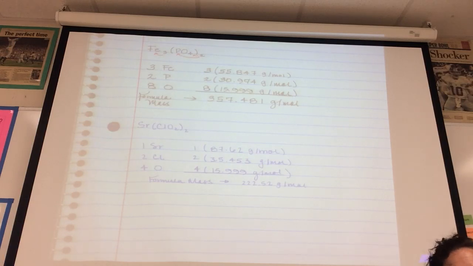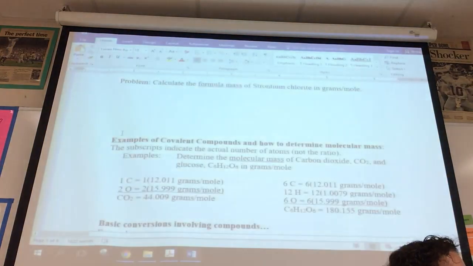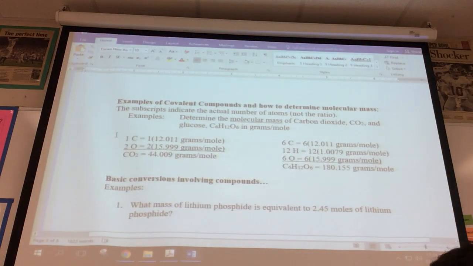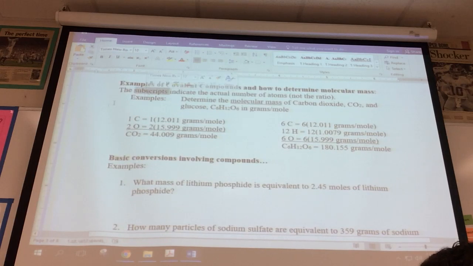Formula mass is for an ionic compound because your basic building block, if you will, would be your formula units, your particles. You can also get molecular mass for a covalent compound. You do it essentially the same way. You're actually going to find it easier with a covalent compound, again, the subscripts indicate how many of each atom you really have, not a ratio.